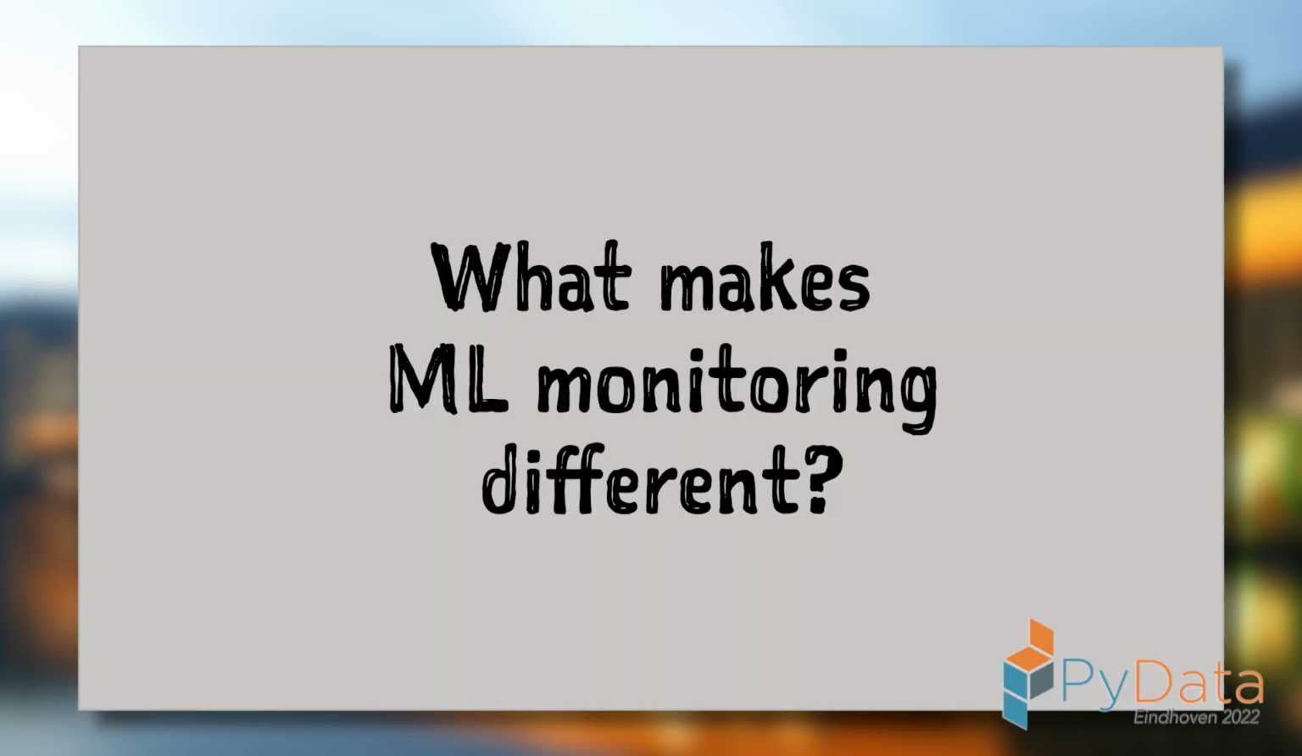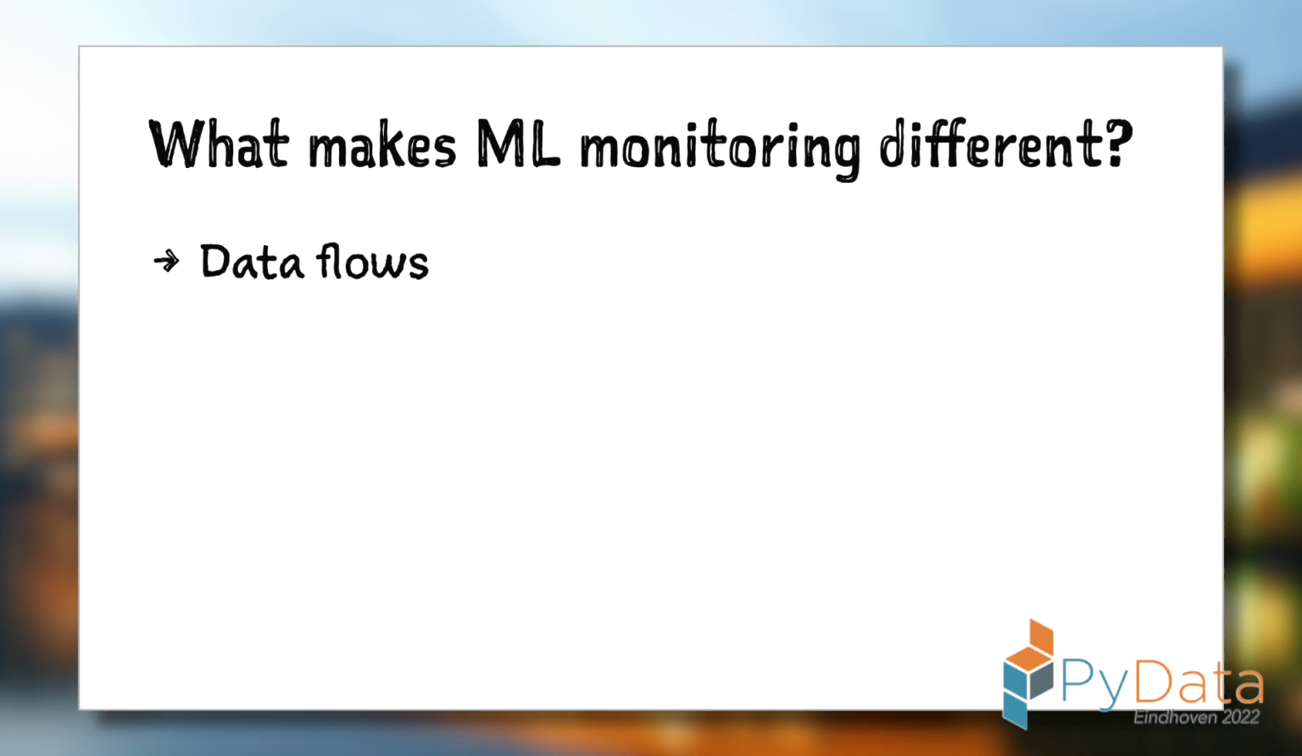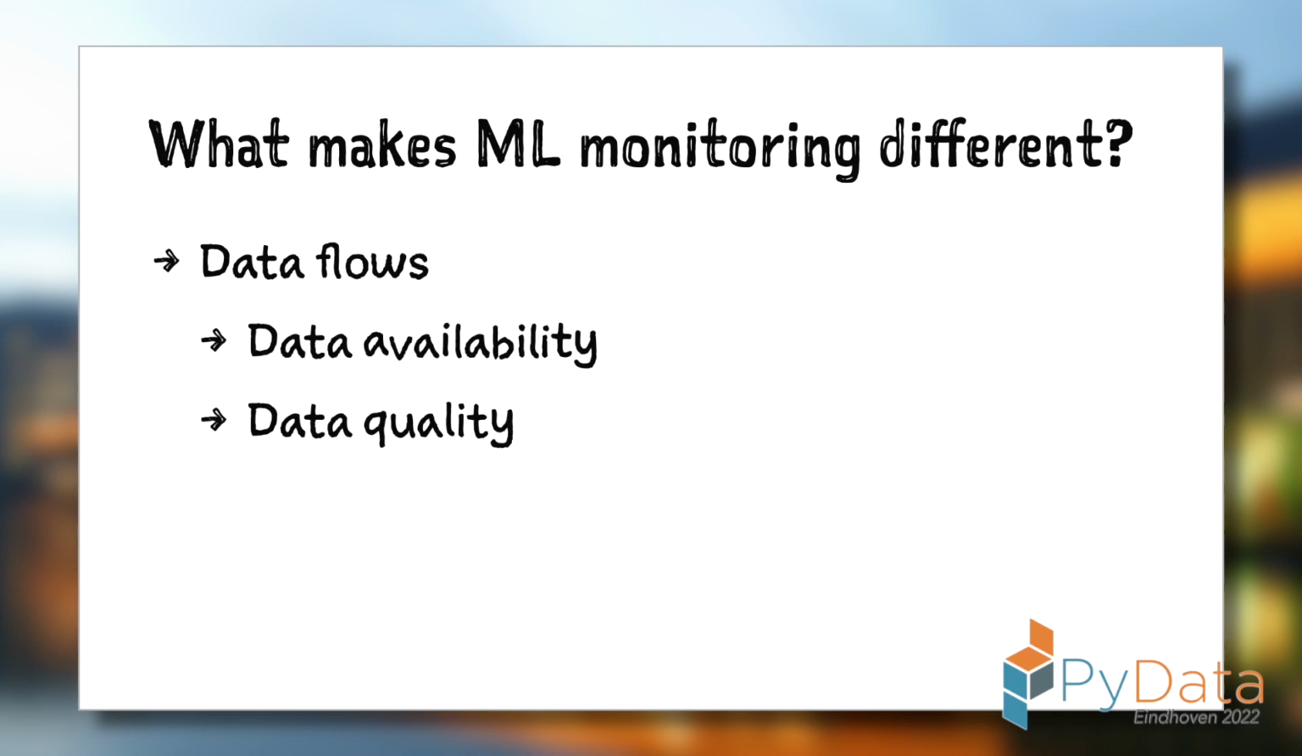Alright, now we've looked at this traditional setup, where we added 2 of these golden signals, but we're here to talk about ML monitoring. So what is it that actually makes ML monitoring different? Well, there's a few things. First of all, we have data flowing through this system. And there's all kinds of things that can happen with data that we want to be aware of. I classify them in 2 different categories.